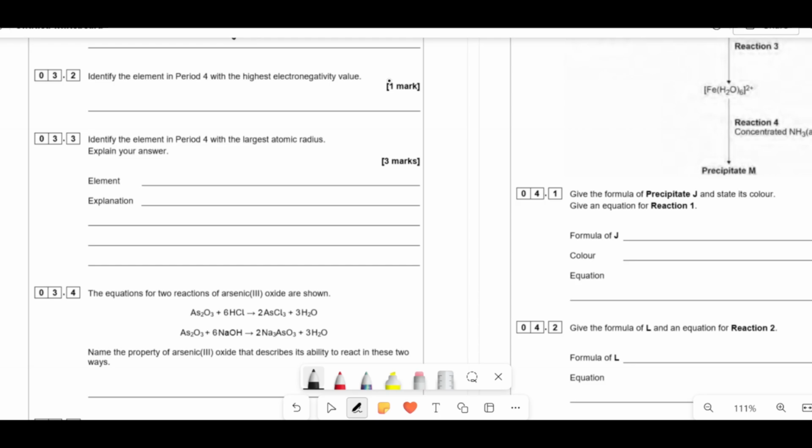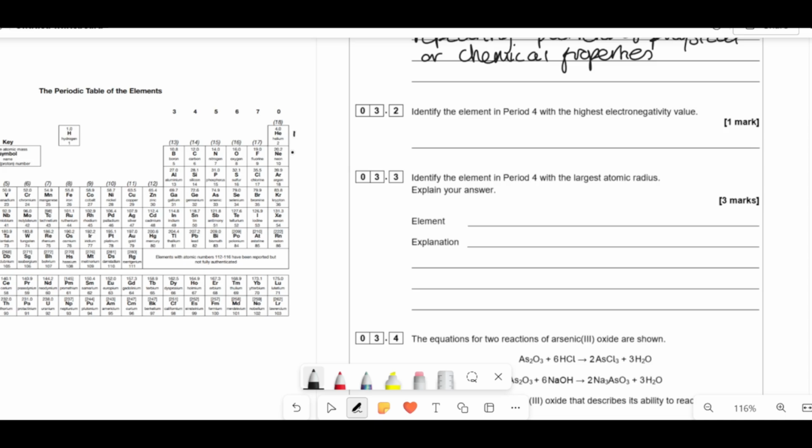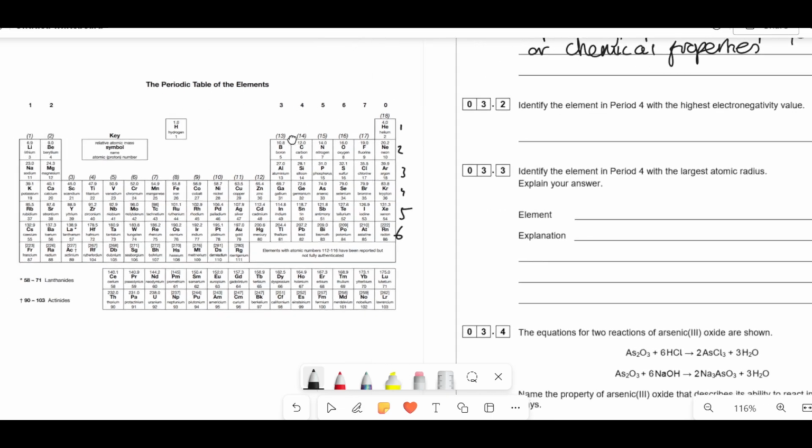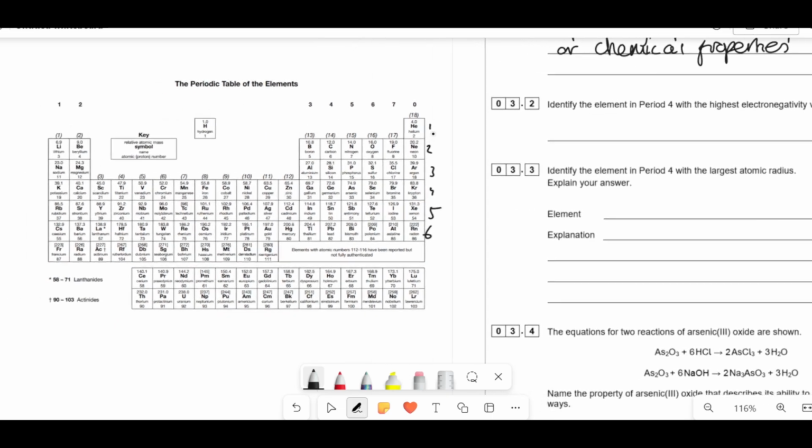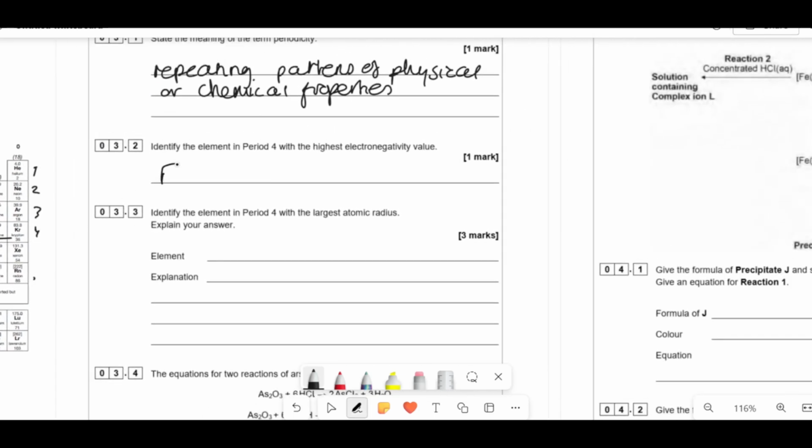So let me get a periodic table. So here, this is a period. So 1, 2, 3, 4, 5, 6. And then across, these are groups. So group 1, 2, 3, 4, 5, 6, 7, all the way up to 18. So here they want to know what's the element in period 4 with the highest electronegativity value. So that's 1, 2, 3, 4. So it's in this period. If it's the highest electronegativity value, it's whatever is closest to fluorine, because that's the most electronegative. So it's going to be bromine.